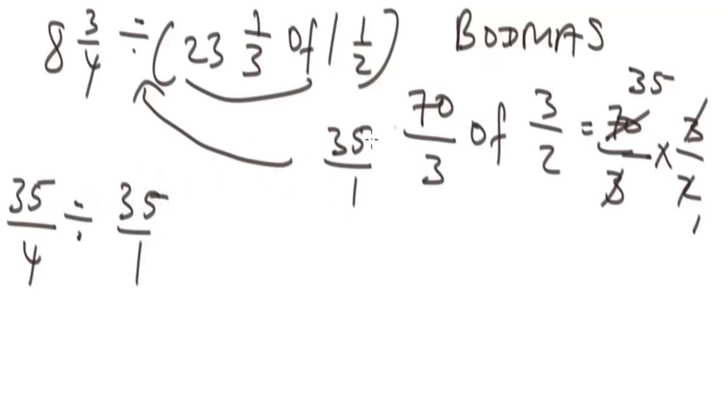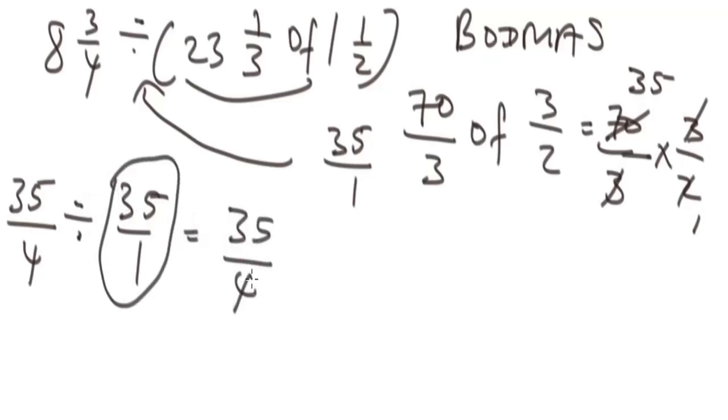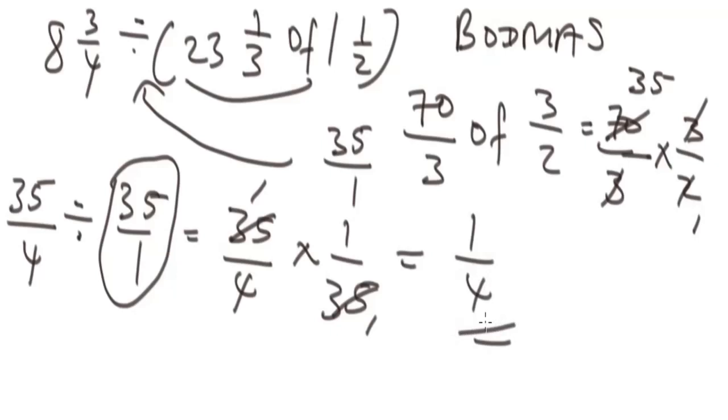So after our division, to simplify this division here, we need to change it to multiplication. And when you do it, you're going to invert what we have here. So we're going to have 35 over 4 times 1 over 35. So this cancels itself. We are left with our final answer, 1 over 4. Very, very simple, guys.